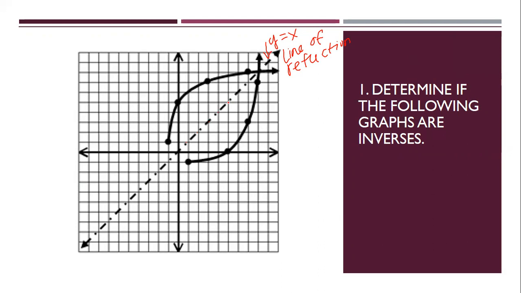If two graphs are inverses of each other, they will be evenly reflected over the y equals x line. So if we look here, let's call this g of x on top. We have g of x here and f of x here, and looking at these two graphs, they are symmetrical about y equals x, right? So that means that they are inverses of each other. So g of x and f of x are inverses.